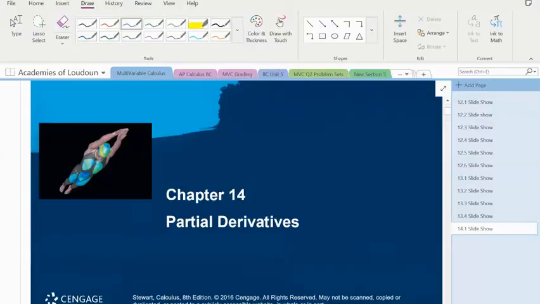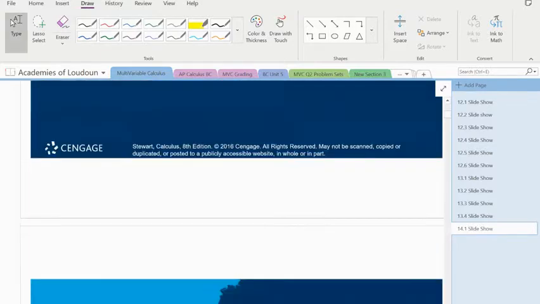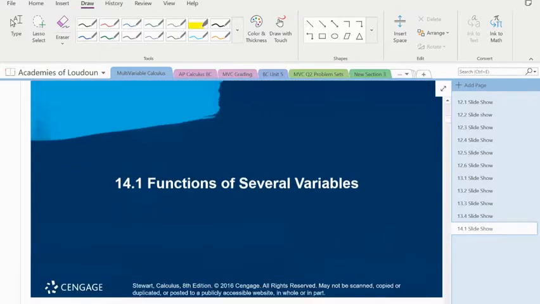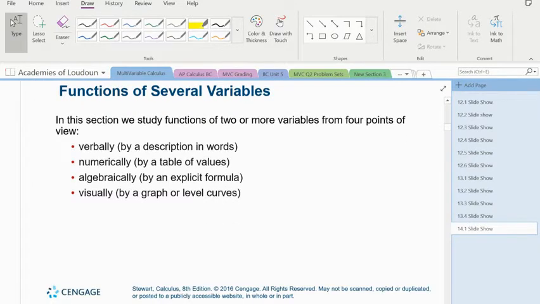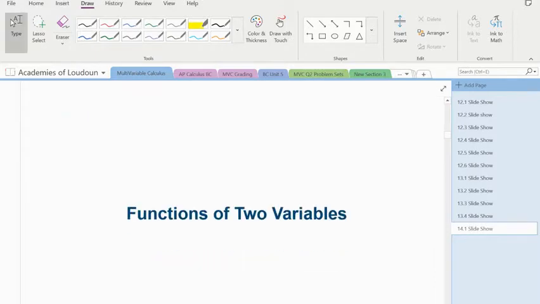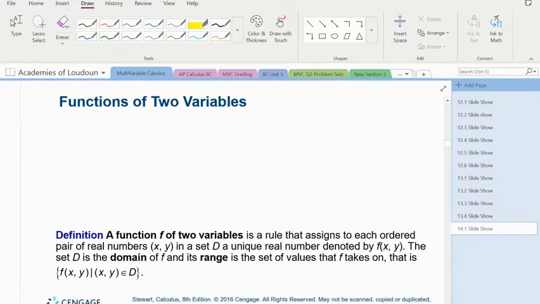Okay, this is Unit 3, Chapter 14, Partial Derivatives, Section 14.1, Functions of Several Variables. So in this section, we're going to study functions of two or more variables from 4 points of view: verbally, numerically, algebraically, and visually. So beginning with functions of two variables.